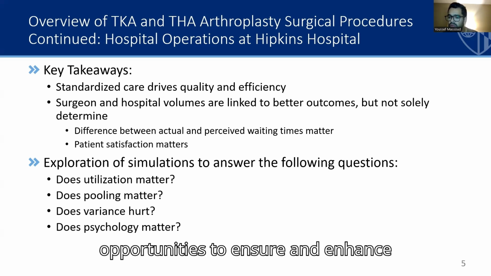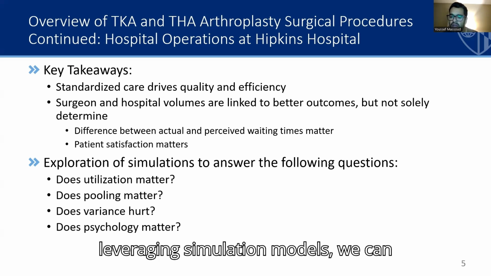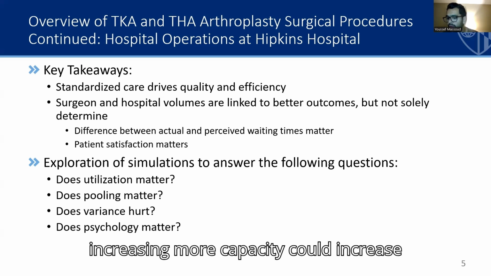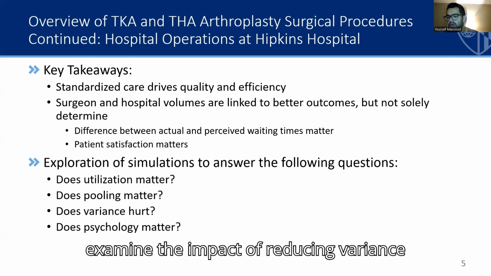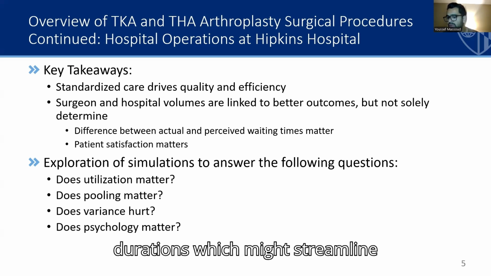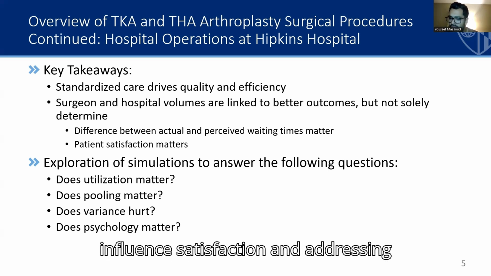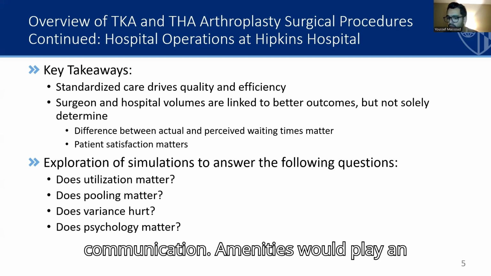For example, leveraging simulation models, we can explore whether adjustments in resource utilization, such as adding or pooling staff or increasing capacity, could increase throughput. We can also examine the impact of reducing variance in procedure durations, which might streamline operations further. Additionally, patient and family perceptions of waiting times can influence satisfaction, and addressing these perceptions through better communication or amenities could play an important role in improving the overall experience.